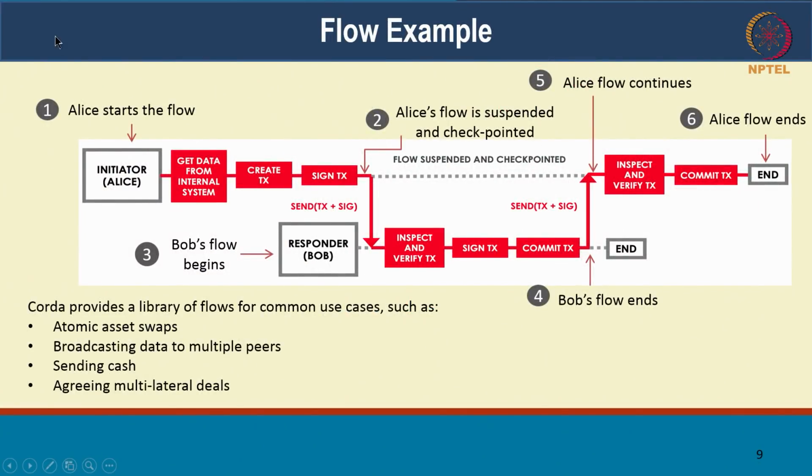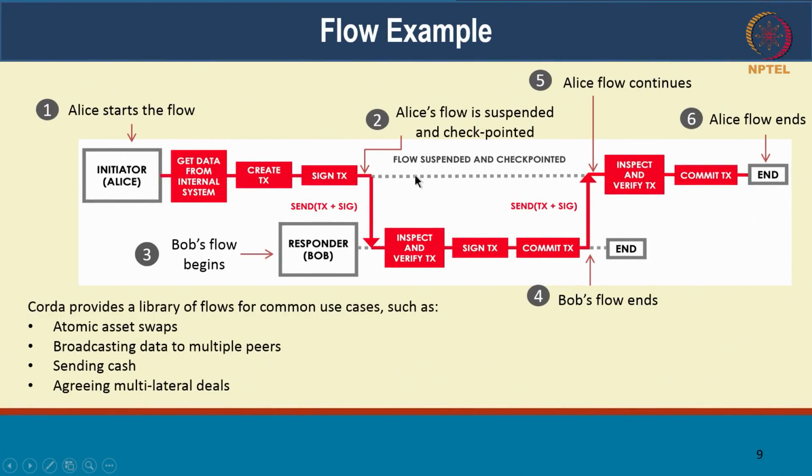So let's just take a flow example. We start with Alice creating a flow, starting a flow. It creates a proposal, it creates a transaction, it signs the transaction, sends it to Bob, and that's where Bob's flow begins. So at this point, Alice's flow is suspended, it's checkpointed, and Alice is going to wait.